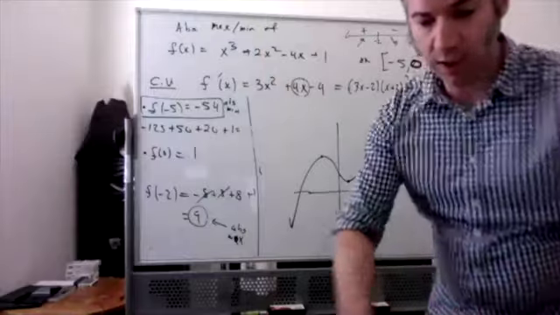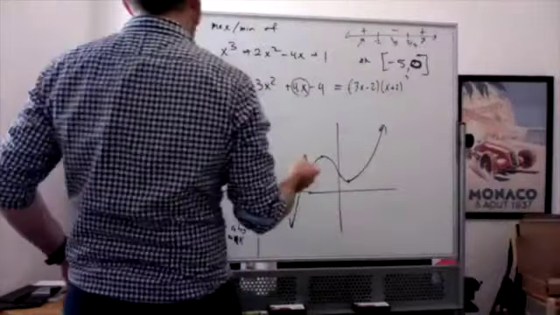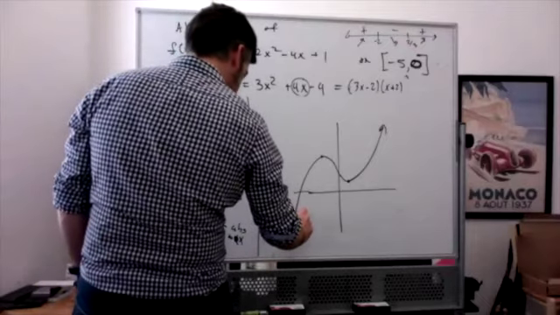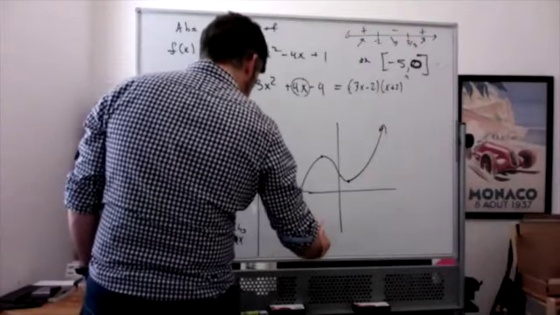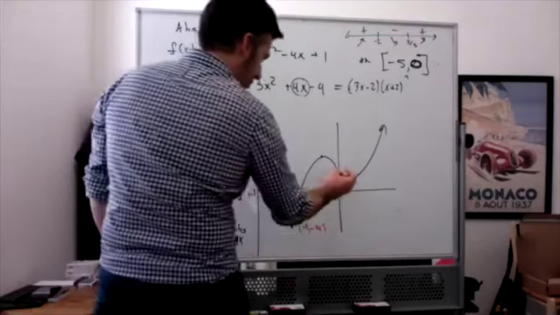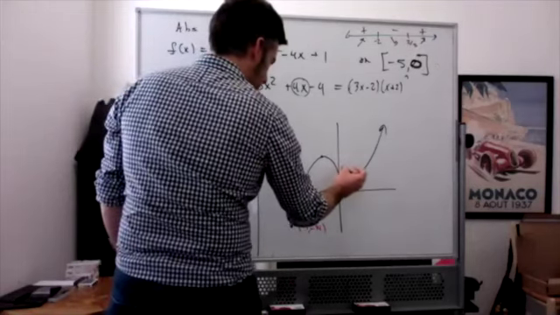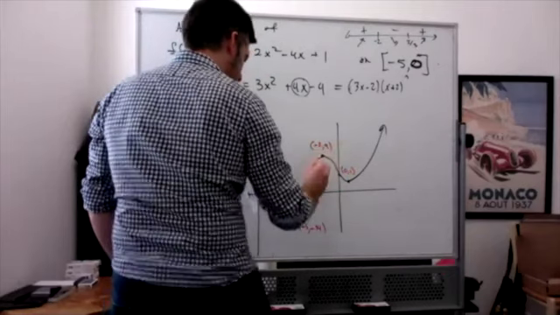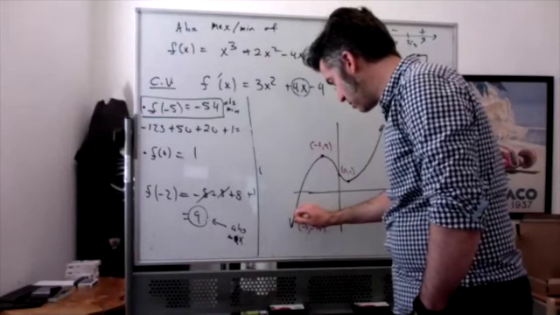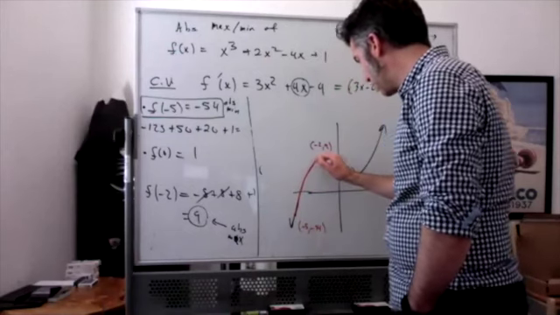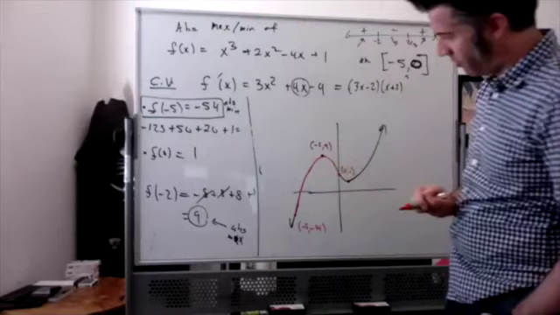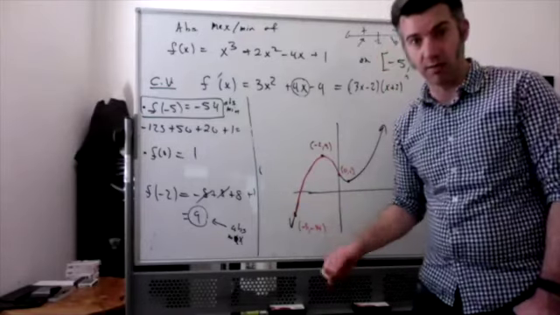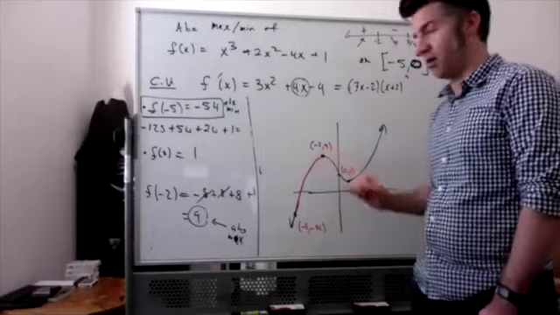But if we are just looking between -5, which is way over here. So here's the point -5, -54, and here's the point 0, 1, and here's the point -2, 9. And if you're just restricted to that part there, well, clearly this is the most negative thing, or the absolute minimum, and this is the absolute maximum.